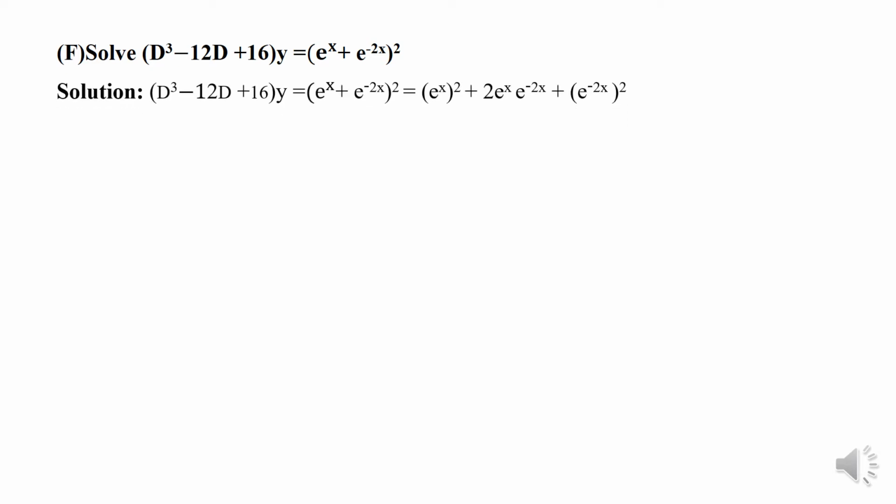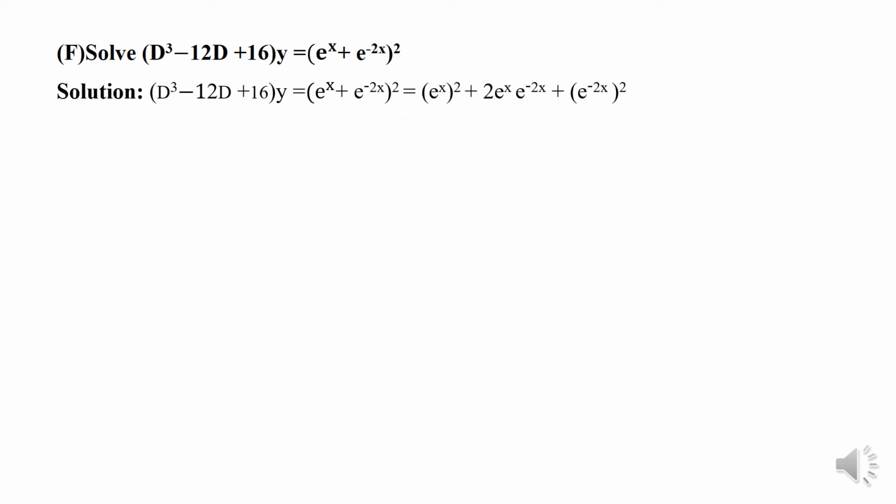Solve the differential equation (D cube minus 12D plus 16) y equal to (e power x plus e power minus 2x) whole square. Solution. (D cube minus 12D plus 16) y equal to (e power x plus e power minus 2x) whole square, that is equal to (e power x) whole square plus 2 e power x into e power minus 2x plus (e power minus 2x) whole square, using (a plus b) whole square.